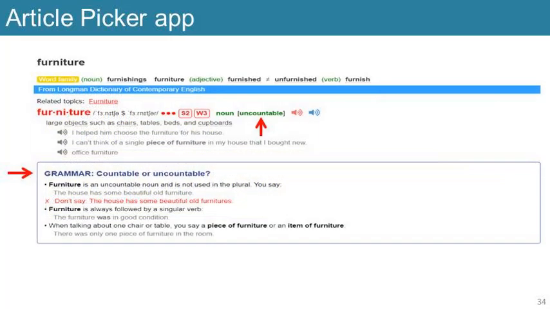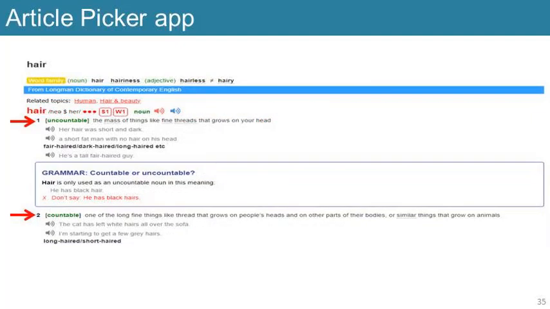Here is the Longman Dictionary's definition of furniture. You can see that furniture is an uncountable noun. And here is the definition of hair. You can see that when hair means the hair on your head, it is uncountable. And when it is referring to individual strands of hair, for example in a bowl of soup, then it is countable. This is an example of how important context is in determining if the noun is countable or uncountable. There are numerous nouns in English like hair with this dual grammatical countability.